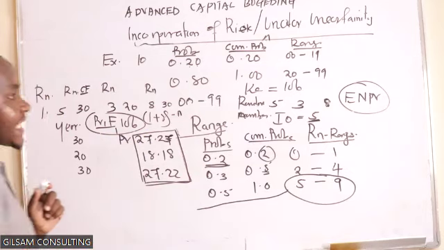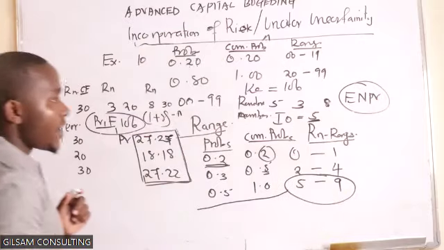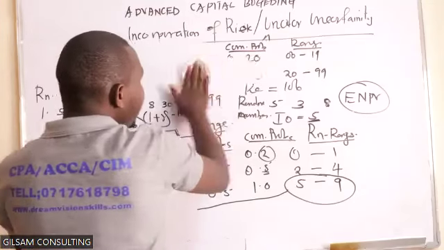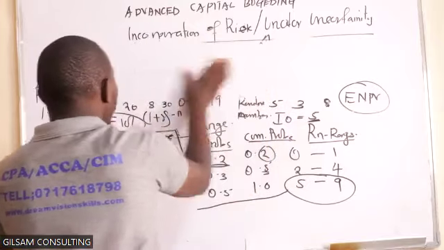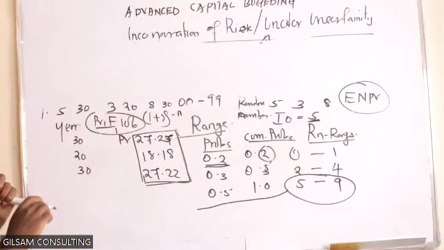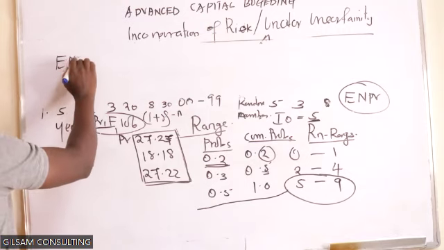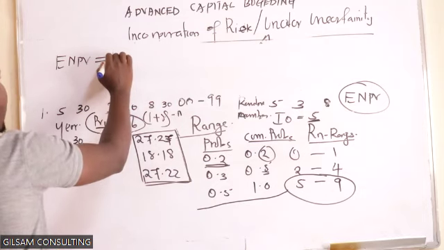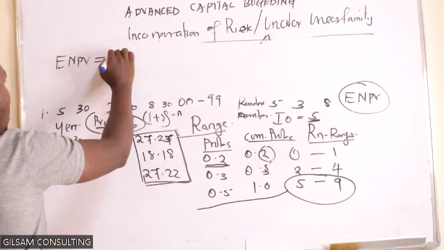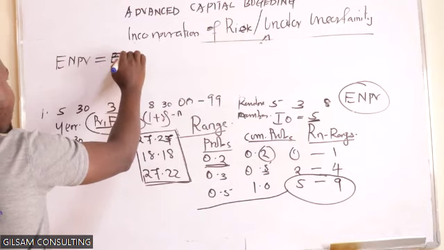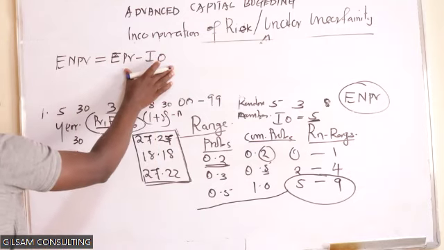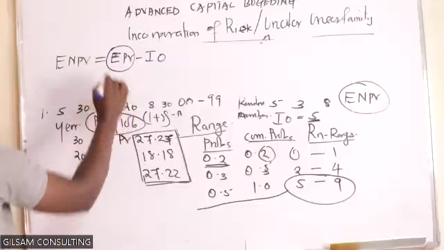But examiner was asking expected net present value. So get now expected net present value. The formula of getting expected net present value is to get the expected present value minus the initial outlay. Expected present value minus the initial outlay. So we can get this one.